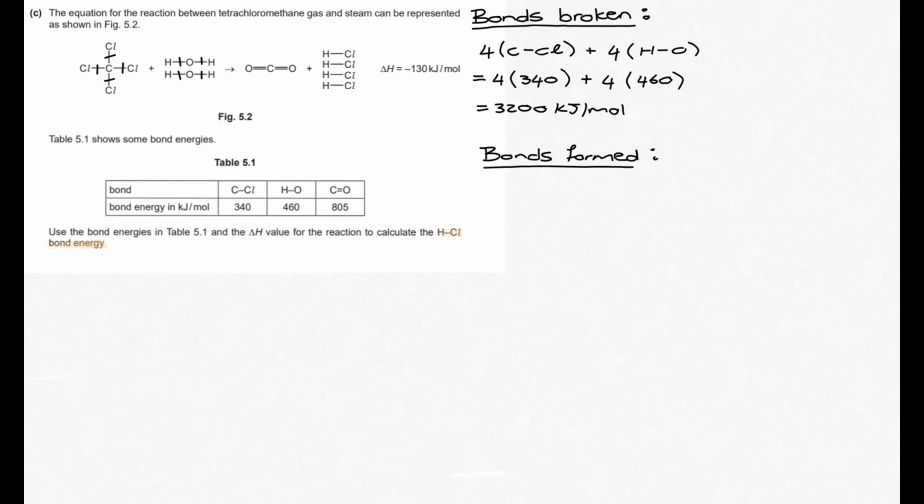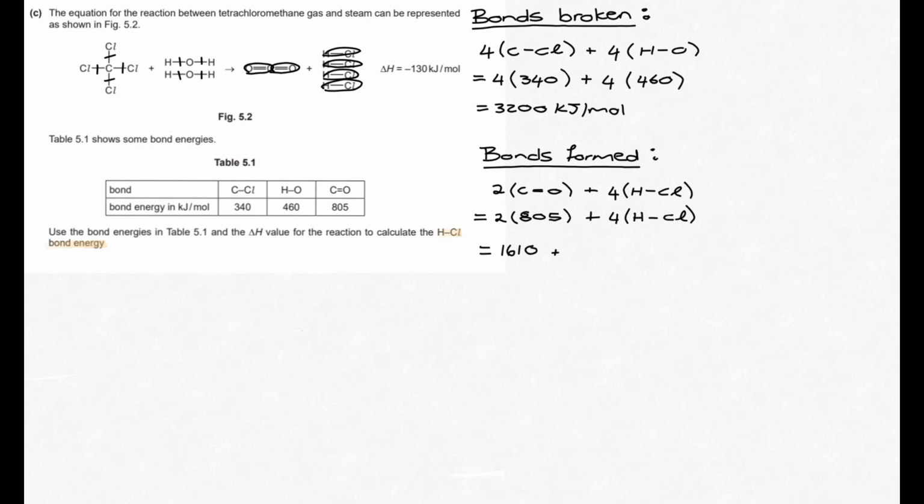Next, I'm going to calculate the amount of energy released when my bonds are formed in my reaction. So I can see that there are 2 carbon-oxygen double bonds, as well as 4 hydrogen chloride bonds that need to be formed. So I'm going back to my table to see that a carbon-oxygen double bond is equal to 805 kilojoules per mole. And my hydrogen chloride bond is the bond that I need to calculate, so I'm just going to write it down as I have it. I'm then going to multiply my 805 by 2 to get 1,610 plus my 4 hydrogen chloride bonds.